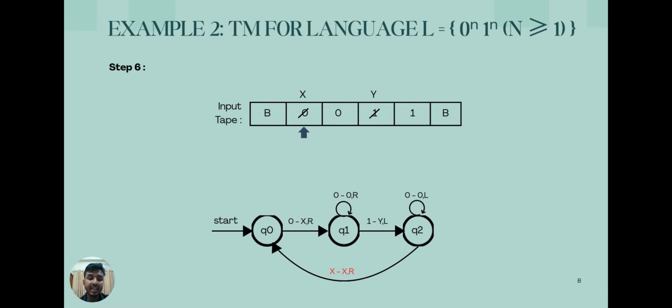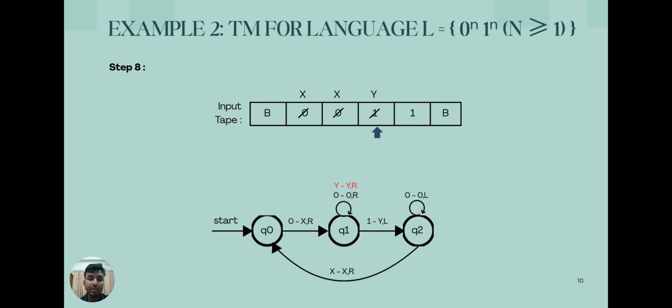When Q2 reads X, it knows one pair of 0 and 1 is complete. So it moves right and goes back to state Q0. Now the machine is ready to process the next 0. The same process repeats: another 0 will be marked as X and its matching 1 will be marked as Y. This looping continues until all symbols are processed.